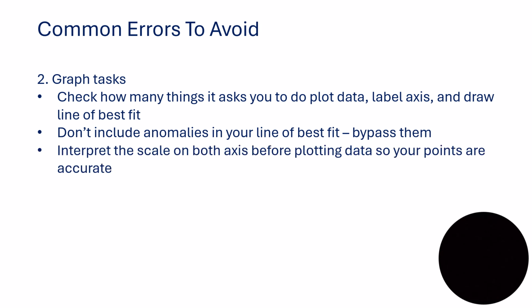Make sure you interpret the scale on both axes before you plot your data. So for example, how many little squares are represented by the scale? And make sure you plot your data and you draw your lines of best fit in pencil. If you make a mistake, you can easily rub it out. It looks better then for the person who's marking it, and they'd probably be more inclined to give you the marks if it's a clear, sharp line.